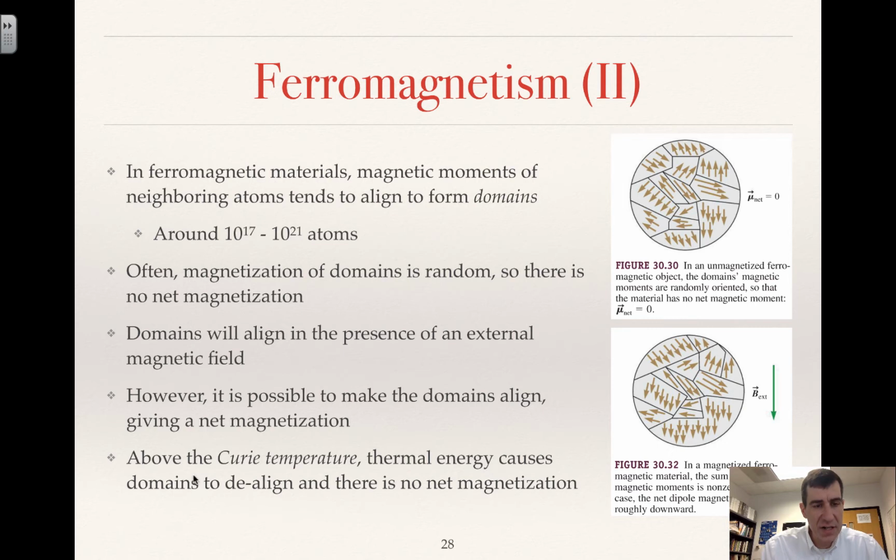There's also an interesting effect called the Curie temperature, where if the temperature rises enough, the domains will actually de-align and there will be no net magnetization. So you heat something up to high temperatures and you actually lose the magnetization.